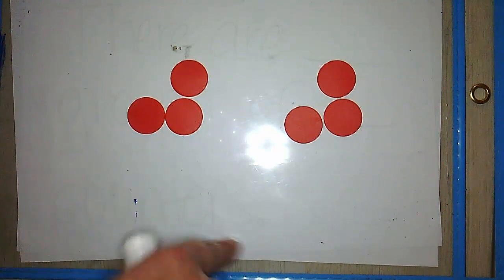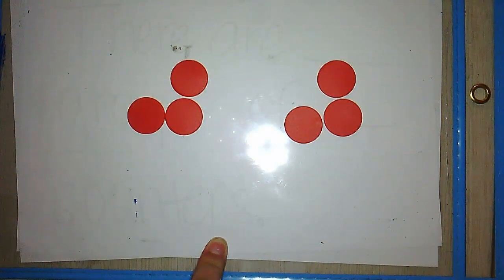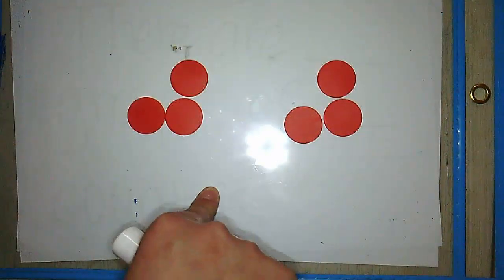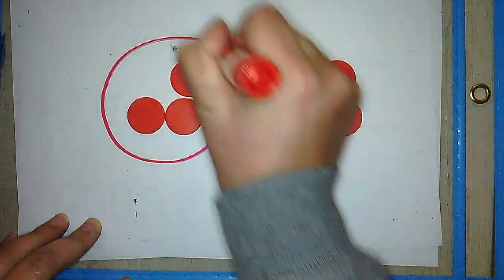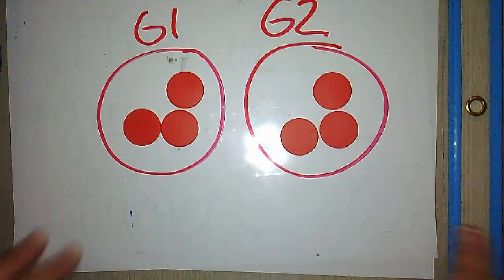So, look at my counters. How many counters are in each group? Yes, 3. 1, 2, 3. This is one group. 1, 2, 3. This is another group. How many groups are there? Yes, 2. Watch. This is group 1. This is group 2, boys and girls.